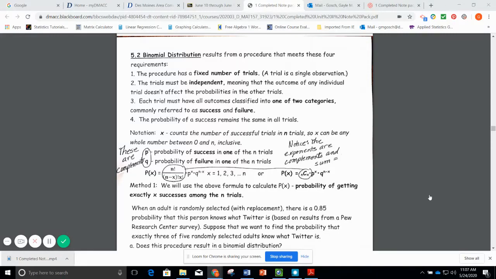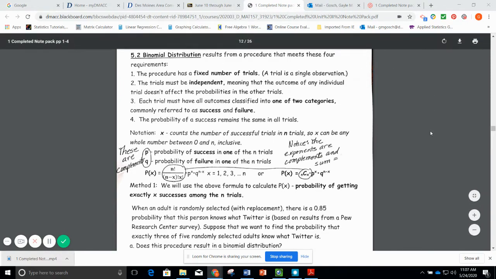Okay, in section 5.2, we're going to talk about a new kind of probability distribution, which is called a binomial distribution. And it results from a procedure that has to meet these four criteria. First one is that it's a fixed number of trials.